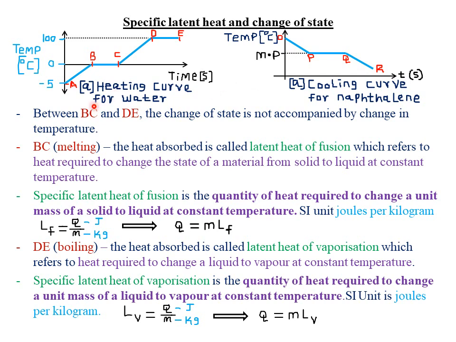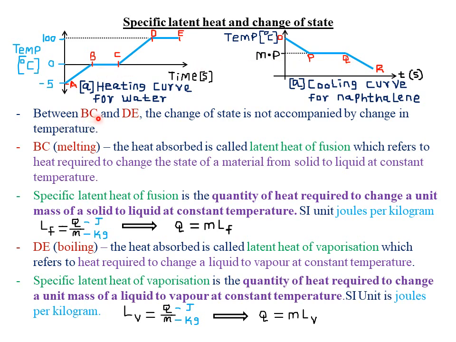So between point BC and point DE, you can see that the temperature is remaining constant. For example, the temperature at point D is 100 degrees. The temperature at point E is also 100 degrees. Similarly, the temperature at point B is 0 degrees, and the temperature at point C is also 0 degrees. So between point B and C and point D and E, and also between point P and Q, clearly the temperature is remaining constant.